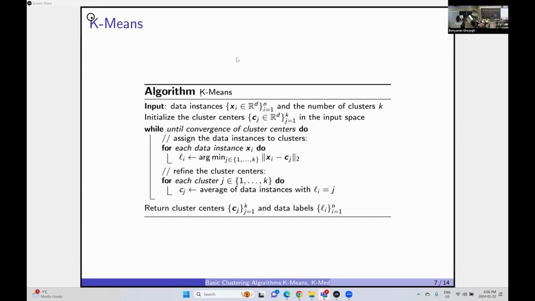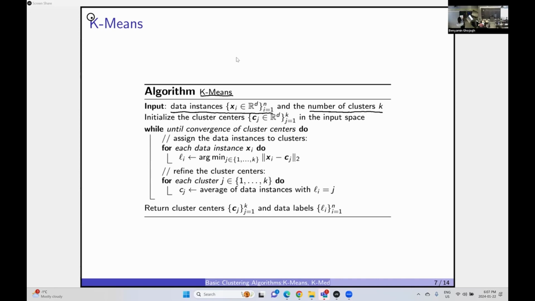K-means. This is the easiest, dumbest algorithm for clustering, that even a primary school student can find it out. How to do it? It says that I have some data instances, x1 to xn, each of which is d-dimensional, in the d-dimensional Euclidean space. The number of clusters k is given by the user, so you need to set it. That's one of the flaws of this algorithm.